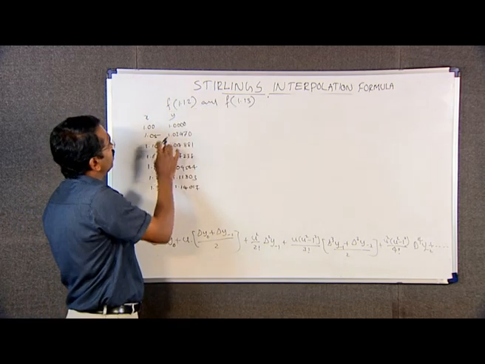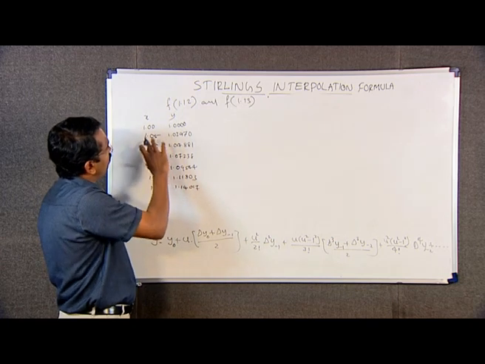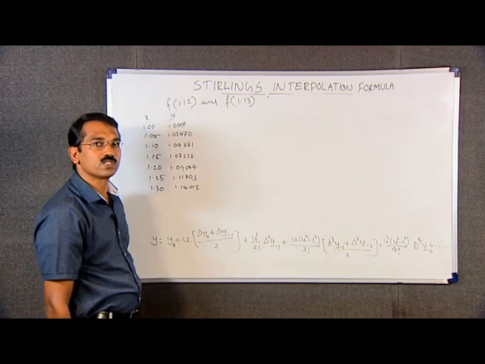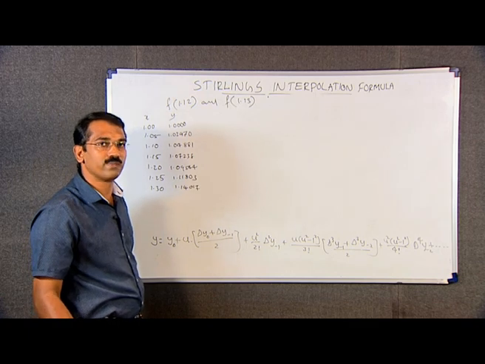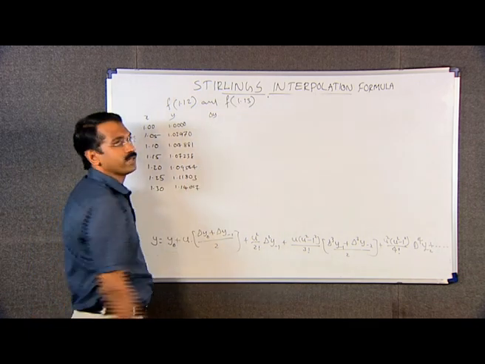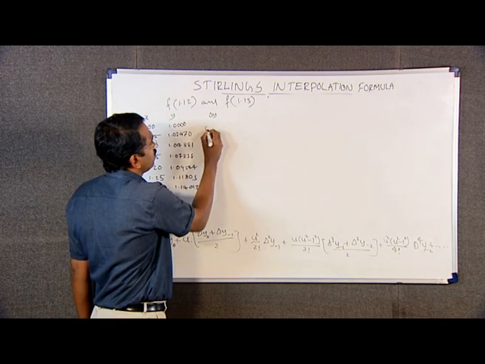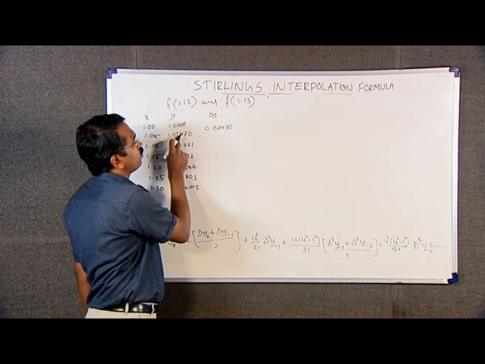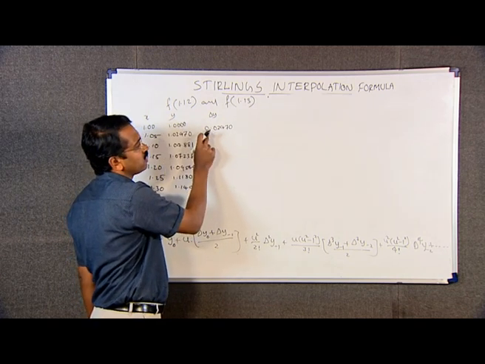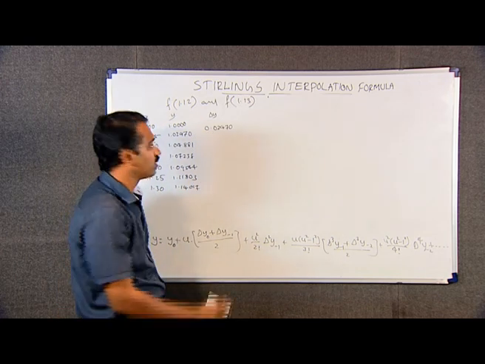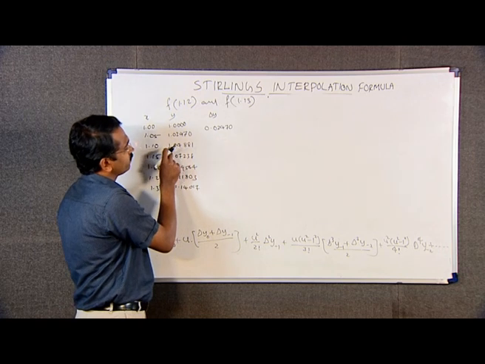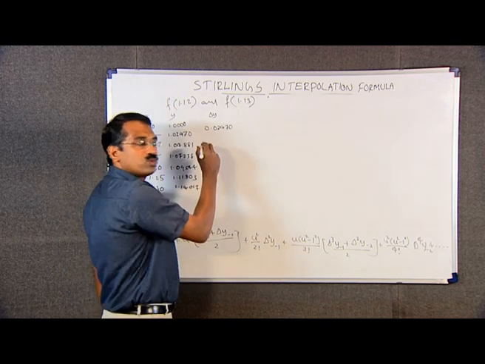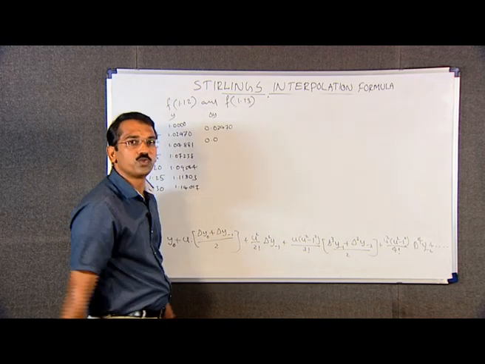Both are lying near the central value of this table. Therefore, we can use Stirling's interpolation formula. First of all, we form the difference table. The first differences are delta y, which are 1.02470 minus 1, which is equal to 0.02470. The second first order difference is 1.04881 minus 1.02470, which is equal to 0.02411.